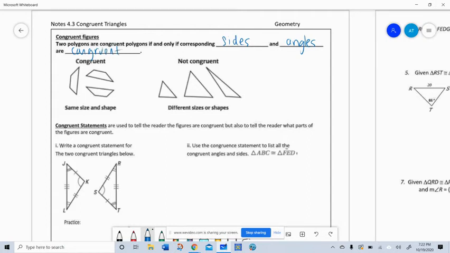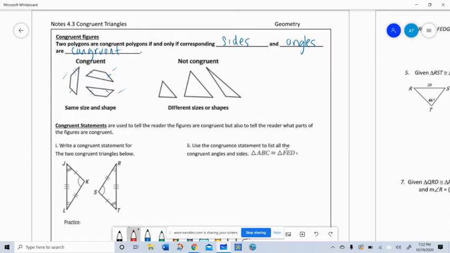Okay, so for example, we see three figures right here that are all exactly the same. They're just turned around, but they have the same size and the same shape. And all of their sides are congruent, and all of their angles are congruent. And so we would say that these figures are congruent.